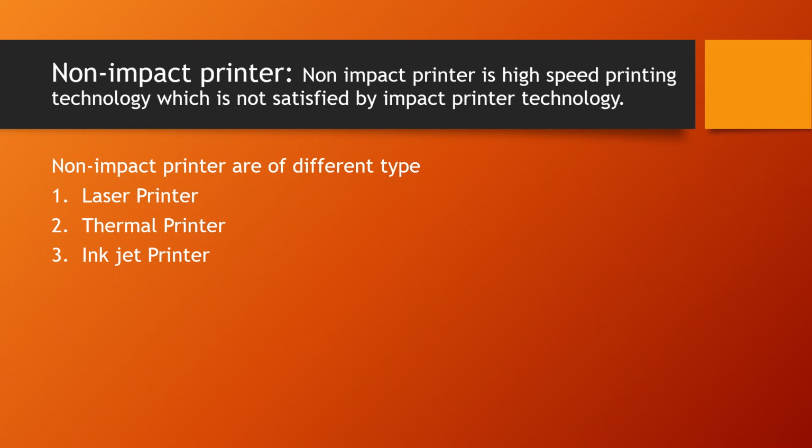Non-impact printer. Non-impact printer is a high-speed printing technology which is not satisfied by the impact printer technology. Meaning, whatever disadvantages the impact printer had were all covered in the non-impact printer, and the technology improved. Non-impact printers can be of different types: laser printer, thermal printer, and inkjet printer.